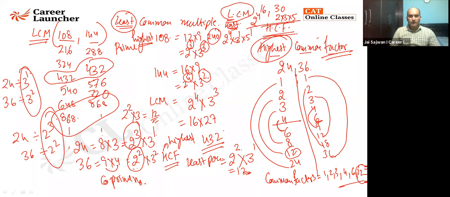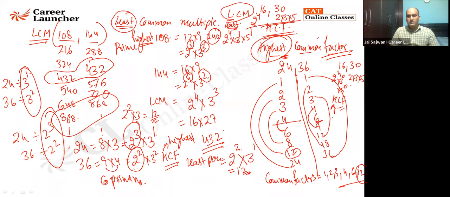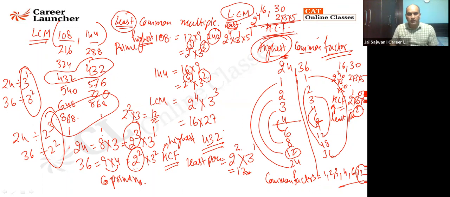Similarly, in HCF, the word highest is coming, but I'm taking the lowest power. Say the same numbers, 16 and 30. It is 2 to the power of 4 and this is 2 into 3 into 5. I know there's no 3 here, 3 to the power 0, 5 to the power 0. So in HCF, a factor is a number which can divide both of these numbers. Though the word is highest, I will take the least power of a prime number. So what is the lowest power of 2? 1, 3 to the power 0, 5 to the power 0, because 3 and 5 are not available here. So I'll say 2 is a common factor, common divisor of both of these numbers.